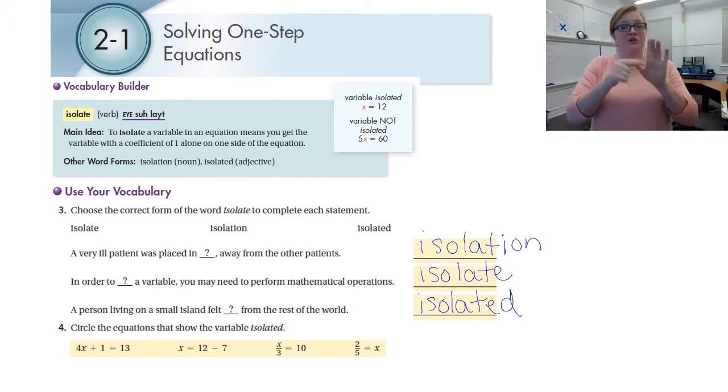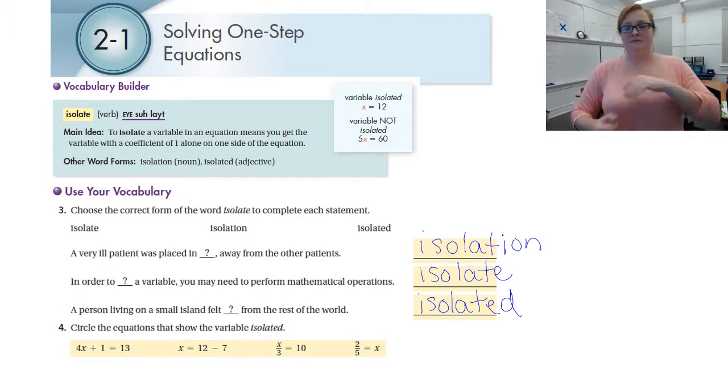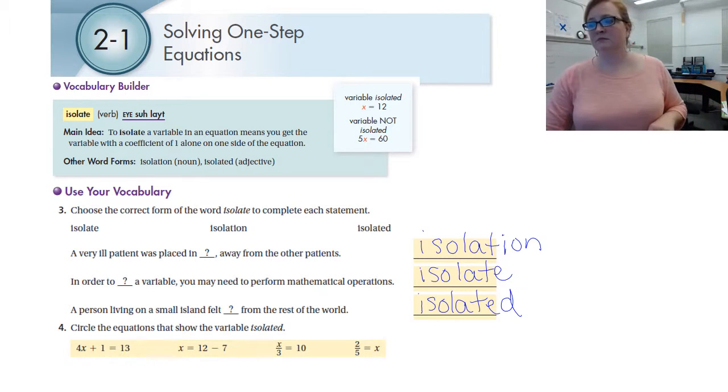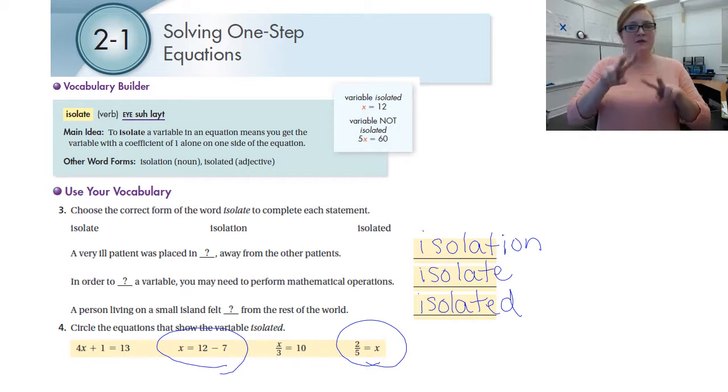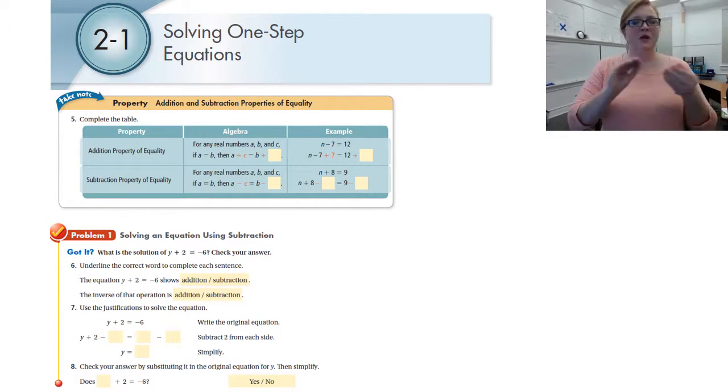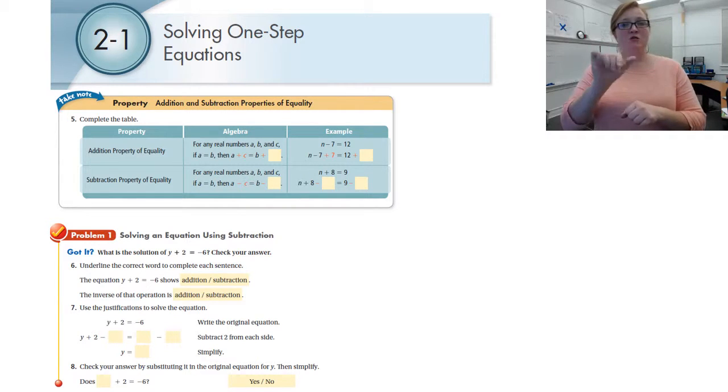Circle the equations that show the variable isolated. Notice the variable is alone with the coefficient of 1. Number 5. Use the table in your book on page 87 to help you complete this table.